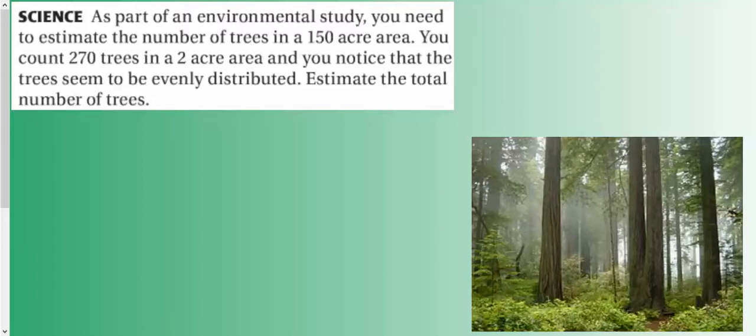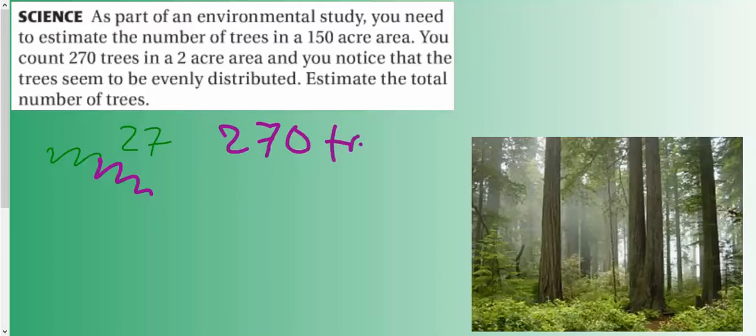So in 200, okay, this is a really bad color. Let's switch this. Okay, in just 270 trees in 2 acres.